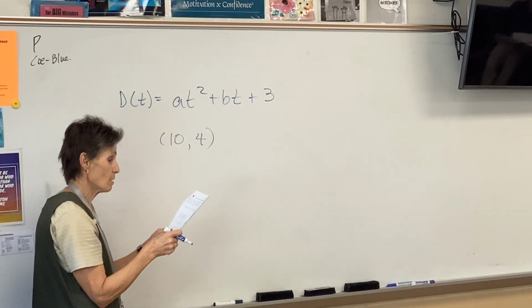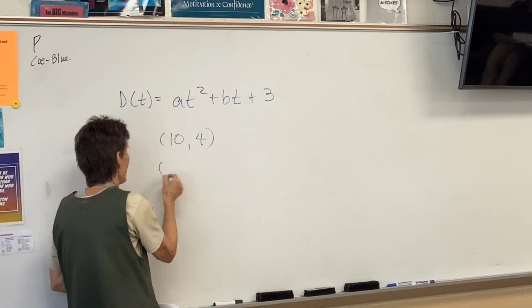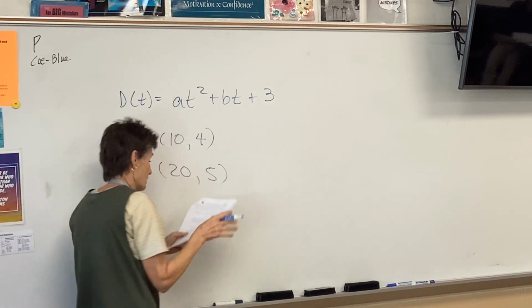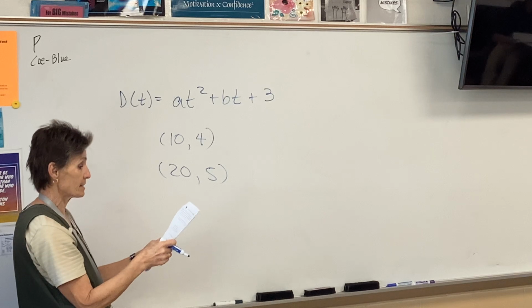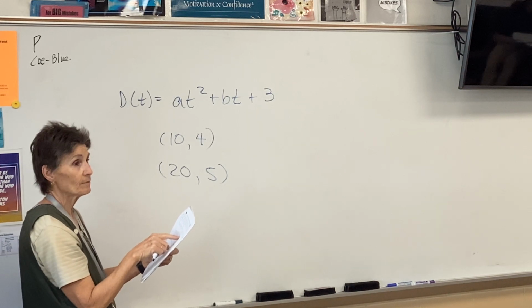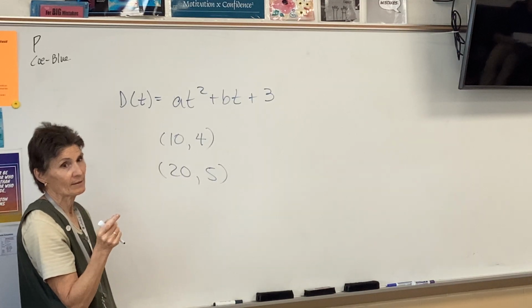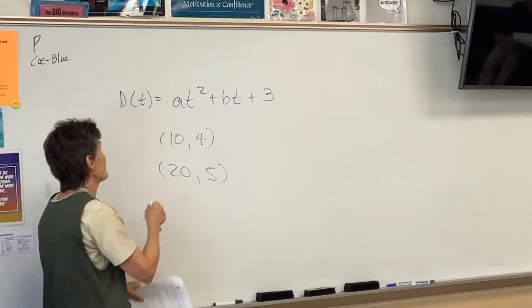Alright, let's get one more. 20 and 5. So let's look, that would be 1960. That's pretty close to 5, right? Okay, this isn't gonna be perfect, we all understand that, right? So, let's go.